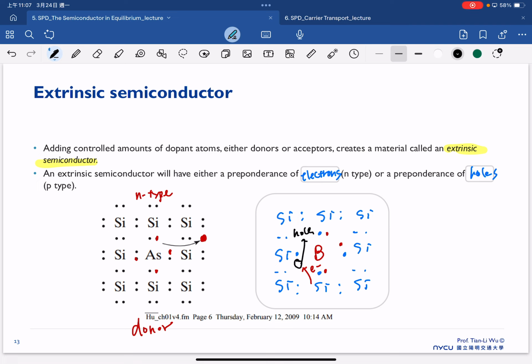And why? Because this empty place can accept 1 electron. So that's why we call this an acceptor. So in this case, it is a P-type, because now we have the additional hole, and then that can have 1 electron flow in, and that will become the P-type here. So this is the case for the P-type as well. So that's why we use the terms donor and acceptor here.